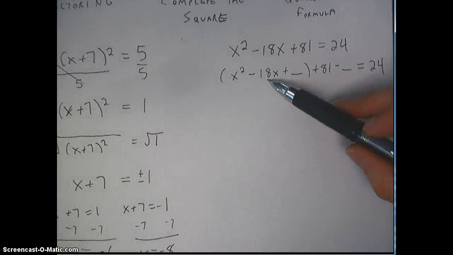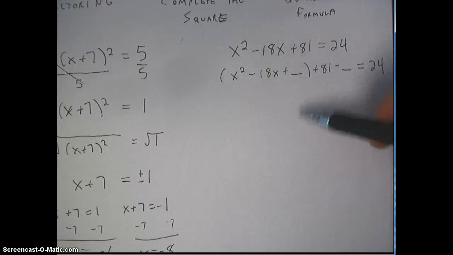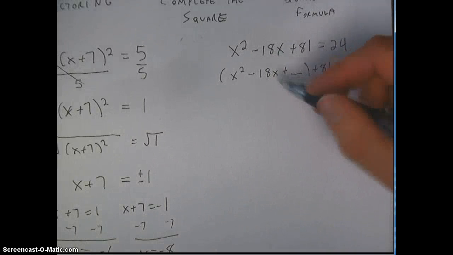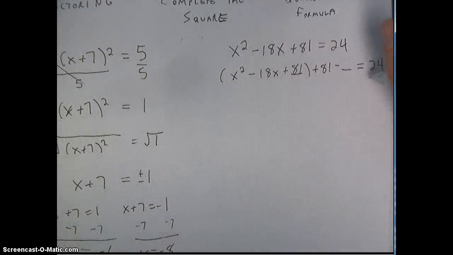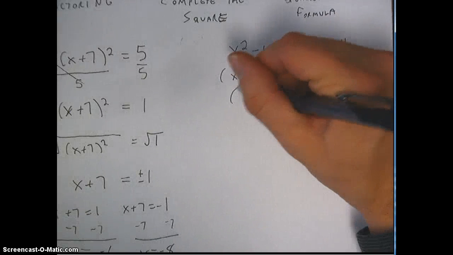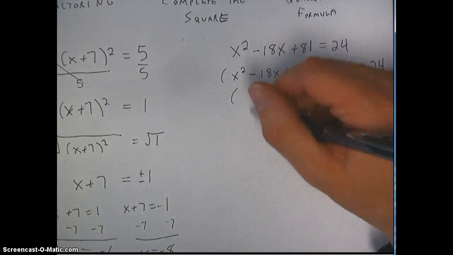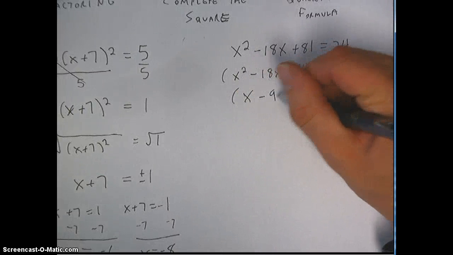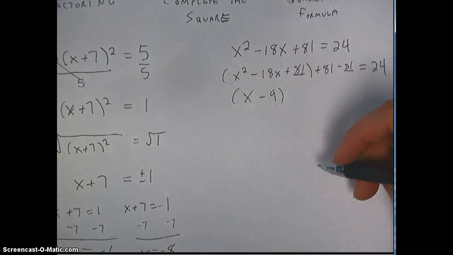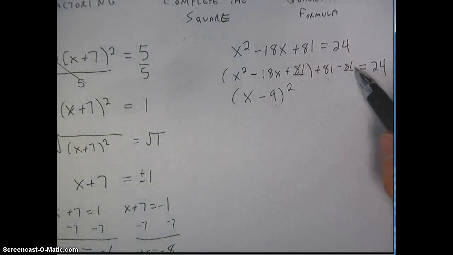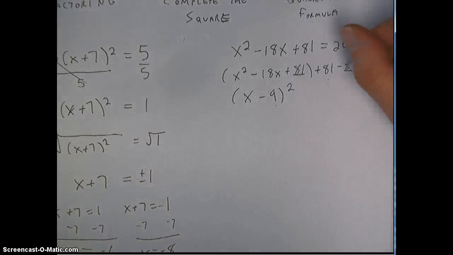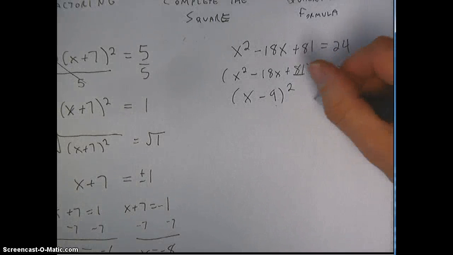The way you find that, you take half of negative 18, which is negative 9, and square it. Squared is 81. So you add 81, you subtract 81. Now this thing right here is a perfect square trinomial. So I'm going to say (x minus 9) squared, because half of negative 18 is negative 9, and then plus 81 minus 81. Those things are just going to cancel each other out. So that's 0 equals 24.